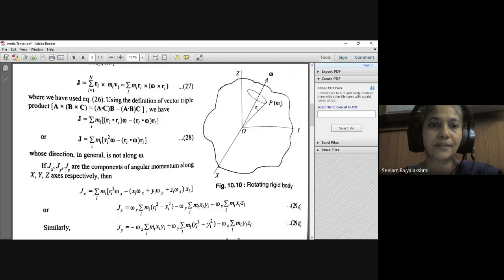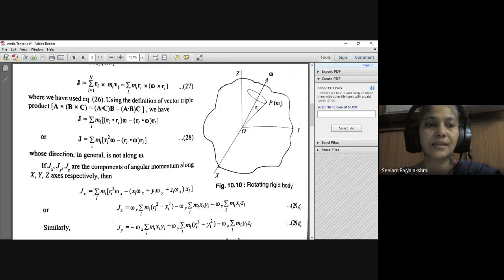So J equals mi Ri dot Ri omega minus Ri dot omega into Ri. That means we are arranging this by using the vector triple product formula. So J equals sigma i mi, multiplying Ri square omega minus Ri dot omega into Ri, whose direction in general is not along omega.